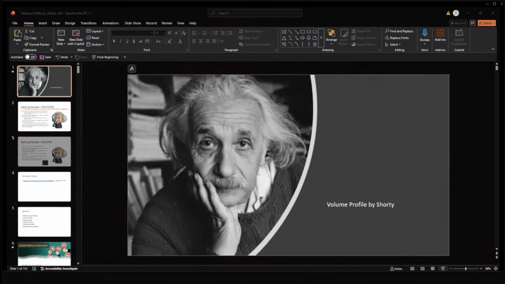Well, we haven't done volume profile, I would say, in quite some time. So I figured it would be good for us to revisit some of the concepts so people understand them.